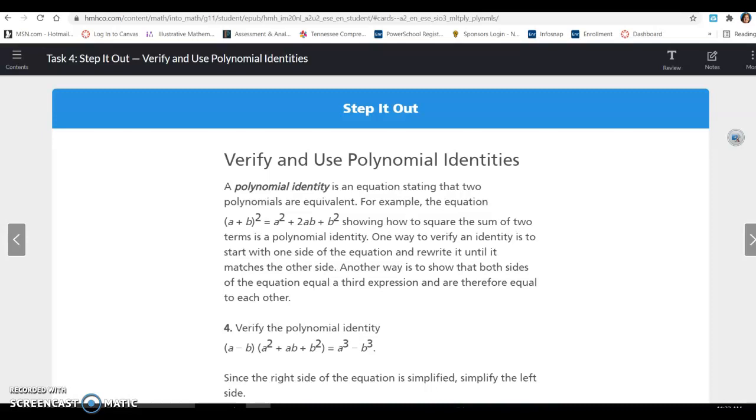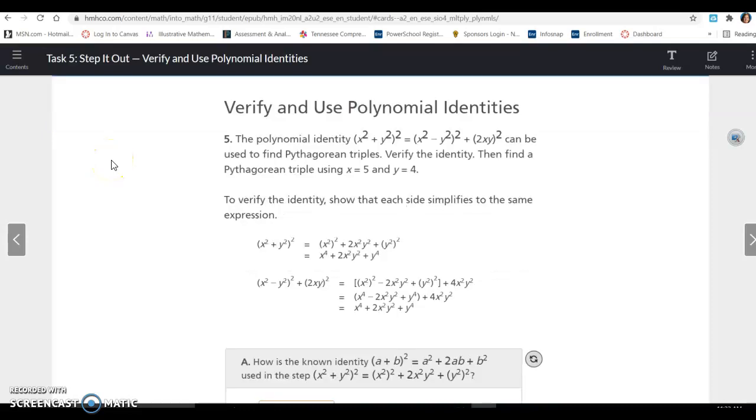All right, we are moving on to task 5. We're going to verify and use polynomial identities again. The polynomial identity, (x squared plus y squared) quantity squared equals (x squared minus y squared) quantity squared plus (2xy) squared, can be used to find Pythagorean triples. Verify the identity, then find a Pythagorean triple using x equals 5 and y equals 4. To verify the identity, show that each side simplifies to the same expression.